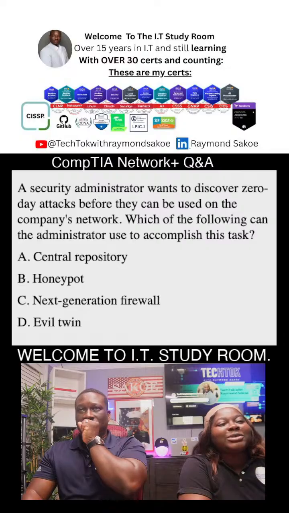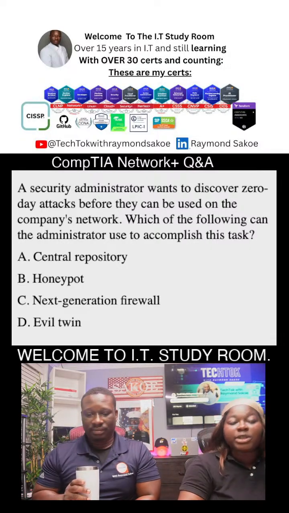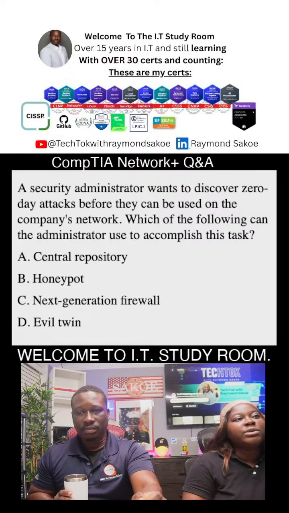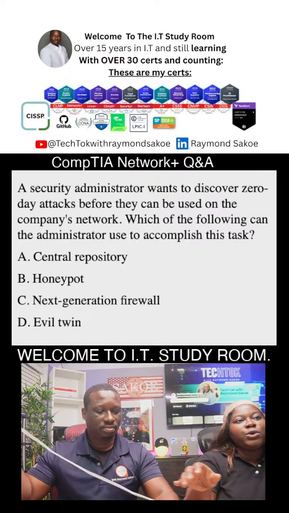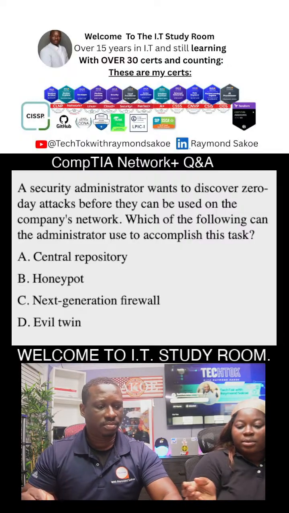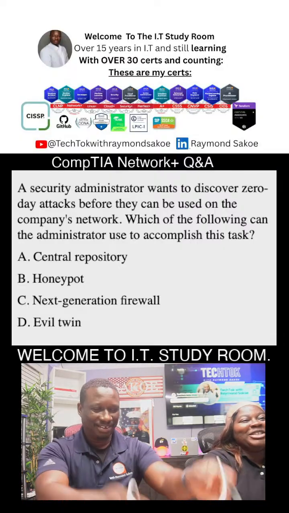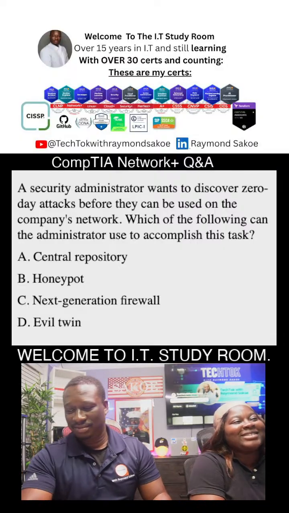Okay, I'm going to read the next question. A security administrator wants to discover 0-day attacks before they can be used on a company's network. Which of the following can the administrator use to accomplish this?